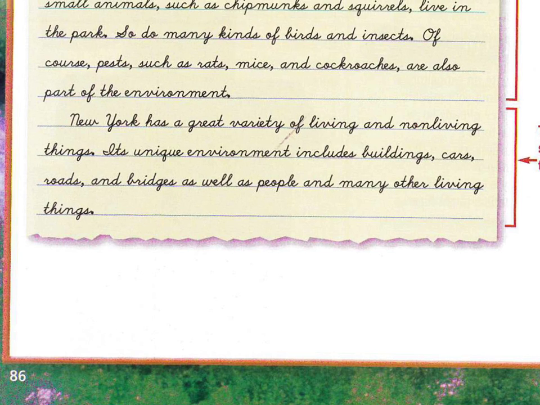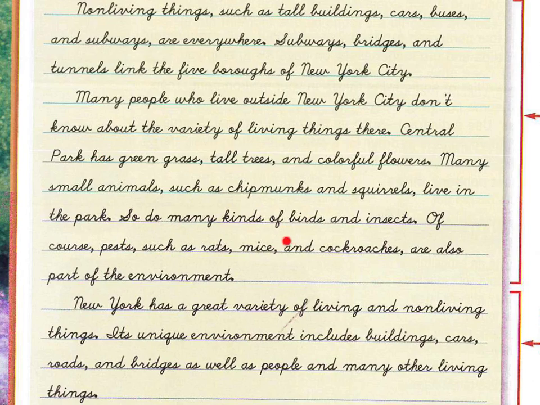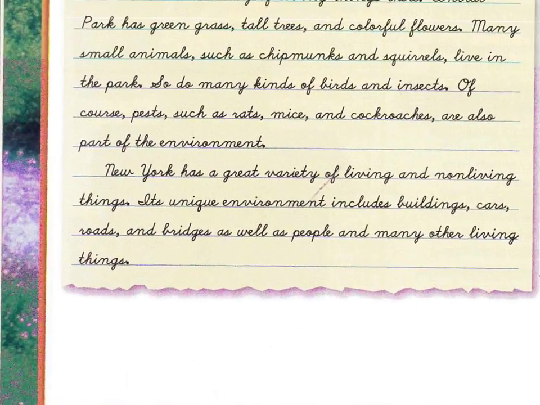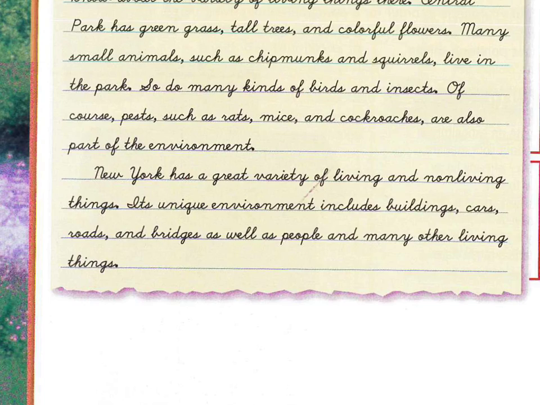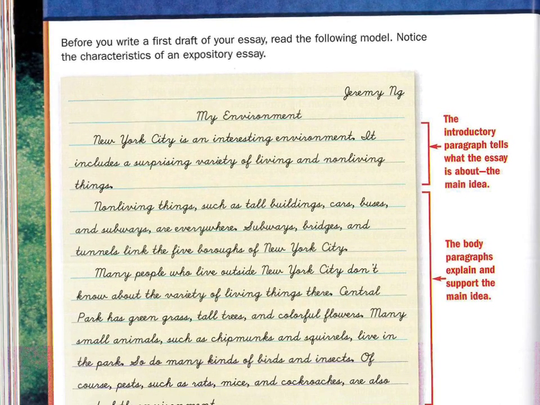Here's the conclusion. New York has a great variety of living and non-living things. Its unique environment includes buildings, cars, roads, and bridges, as well as people and many other living things. So this is your model essay with an introduction, a paragraph about non-living things in the environment, a paragraph about living things in the environment, and a conclusion. So before you write, read and study this model. Notice the characteristics of an expository essay.